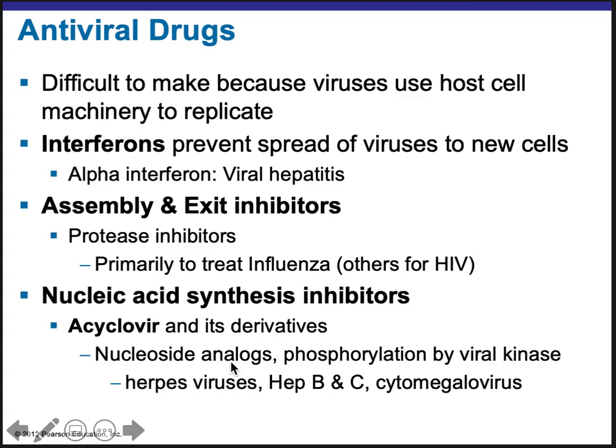Only the cells that have the infection will have this analog get inserted instead. Okay, so acyclovir and its derivatives are nucleoside analogs, which will get phosphorylated by the viral kinase, and that's called a thymidine kinase, and then it gets incorporated into the DNA or RNA that's being synthesized. Again, that kinase is a viral kinase, so only under viral infection will the drug have any action, okay? And there will be zero effect on healthy cells, okay?